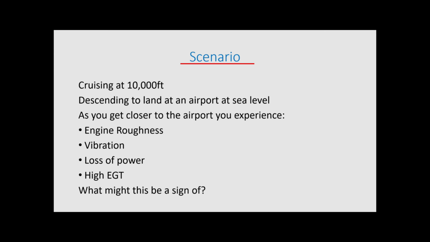So here's the scenario. We're cruising at 10,000 feet. You're descending to land at an airport at sea level. As you get closer to the airport, you experience engine roughness, vibration, loss of power, high EGT. What might this be a sign of?